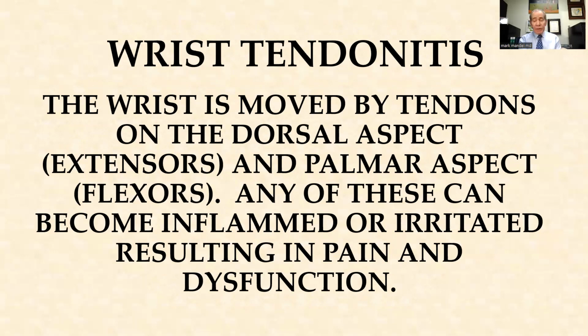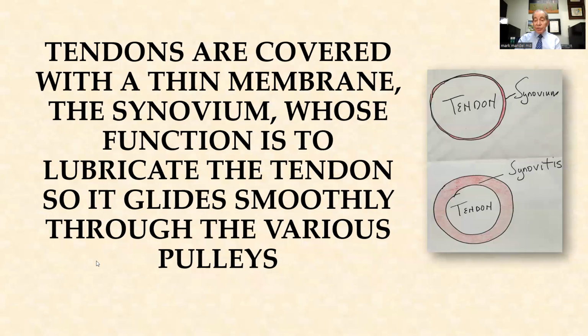The wrist is moved by tendons. On the dorsal aspect of the wrist, they extend your wrist. Those are extensors, and on the other side, palmar flexors. Any of these multiple tendons, which number about a dozen and a half, can be inflamed, irritated. That results in tendon dysfunction.